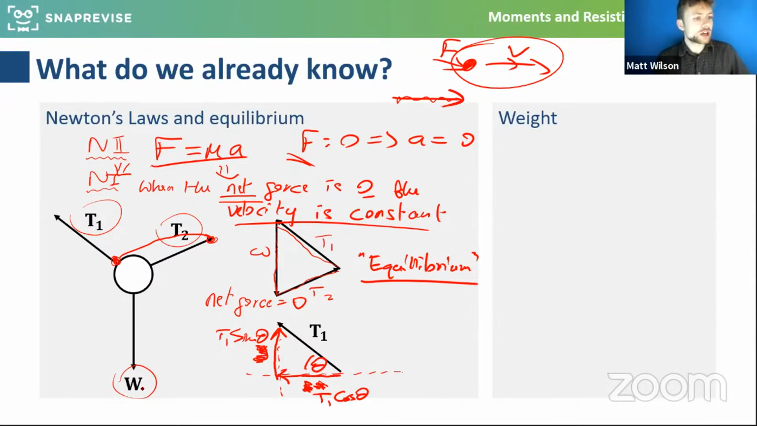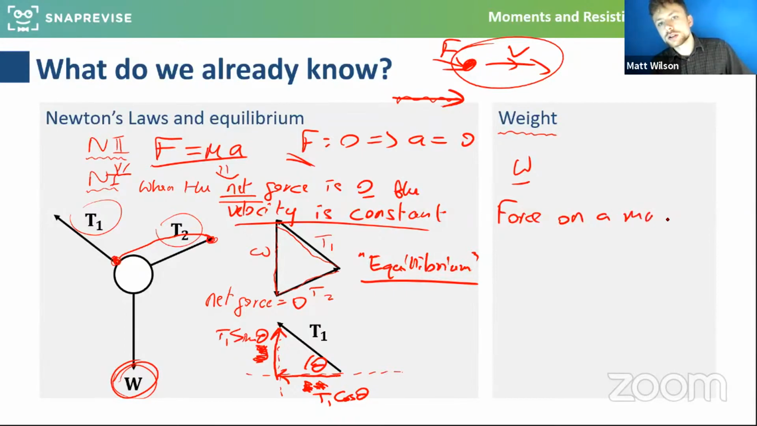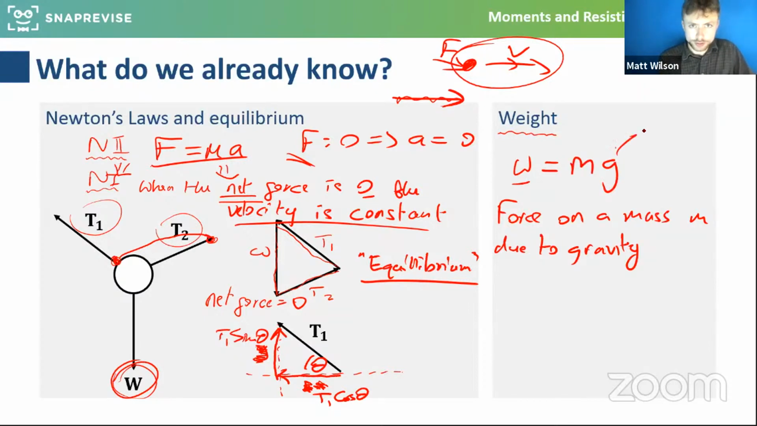Now there's a particular type of force, which we already mentioned here, called the weight. Does anyone know the formula for the weight? The weight is the force on a mass m due to gravity. But what I want to know is what the formula is. If I tell you the mass, how do you calculate the weight? Good, W equals mass times the acceleration due to gravity.